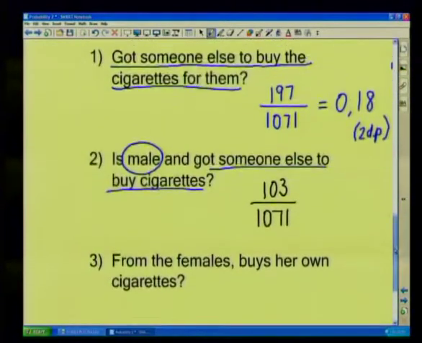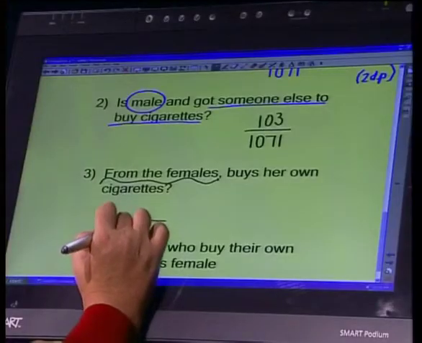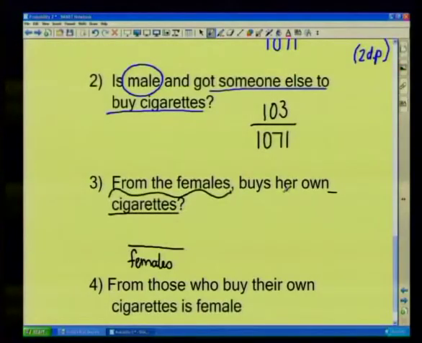Now be careful. The next ones are a little bit more tricky. It says from the females. So that means that the bottom number of our fraction is the total females, not our total of the whole group. So from the females that buy their own cigarettes, so own cigarettes over the number of females.